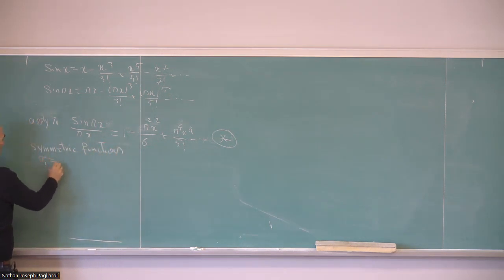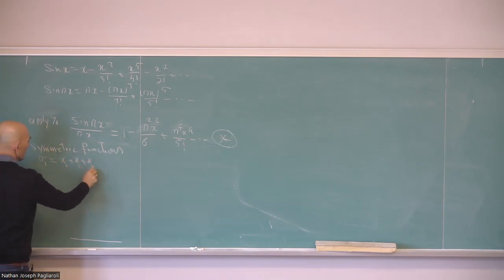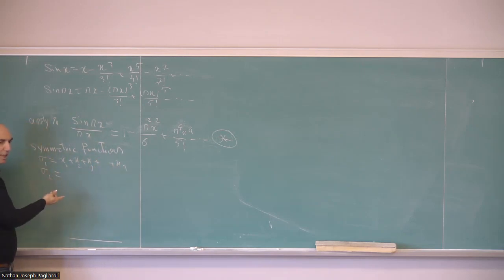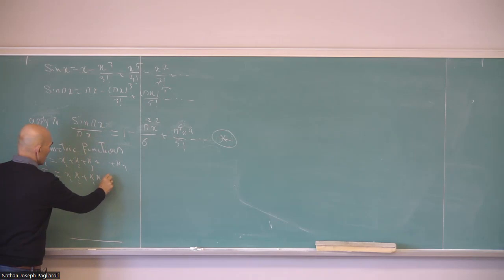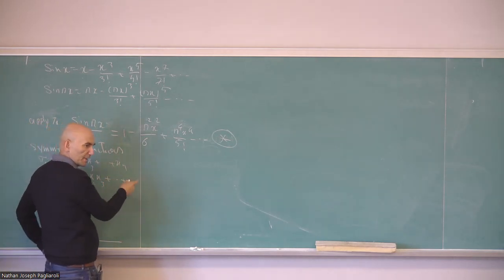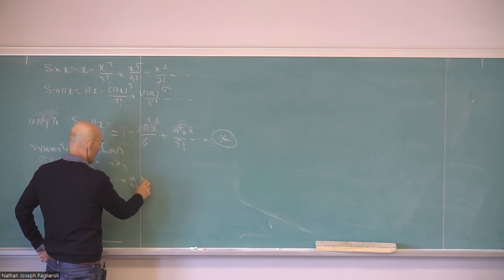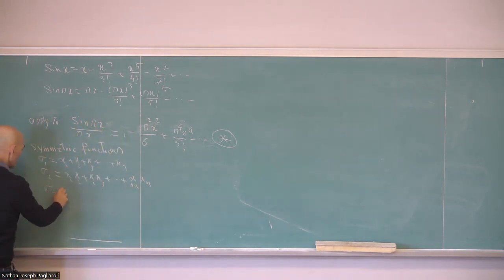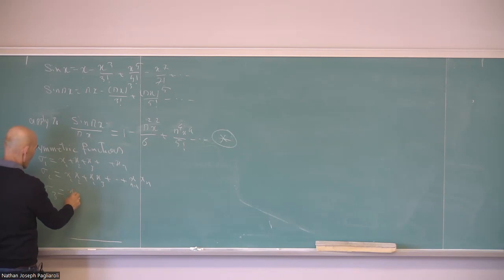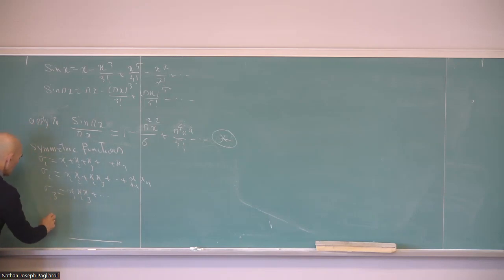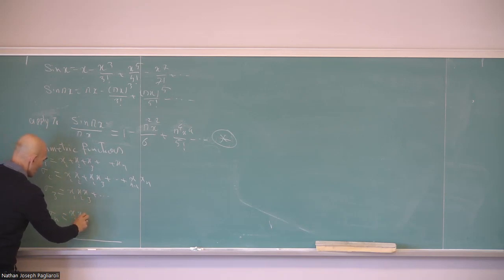So sigma 1, for example, equals x1 plus x2 plus x3 plus up to xn. Sigma 2, this you have seen in field theory at least, equals x1x2 plus x1x3, taking them two by two, distinct, up to x(n-1)xn. Sigma 3 is x1x2x3, etc. And finally, sigma n is the product of all of them, x1x2...xn.